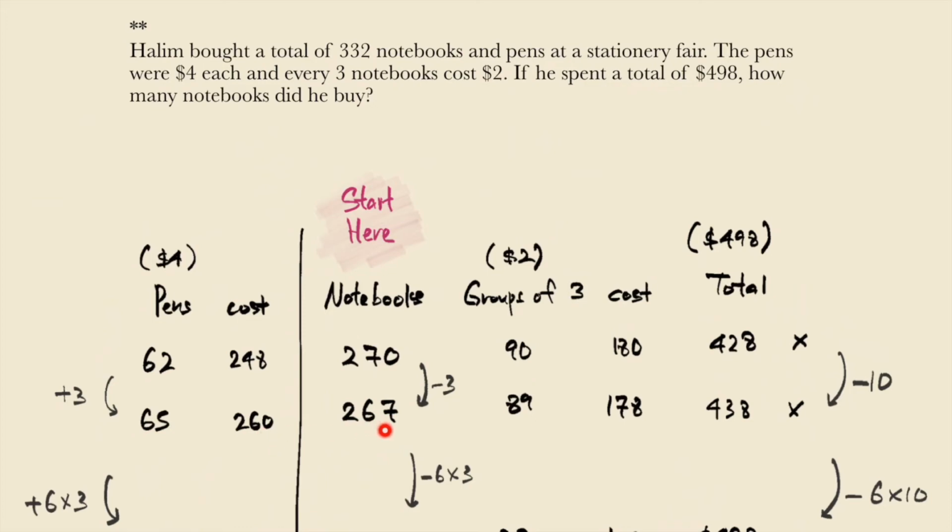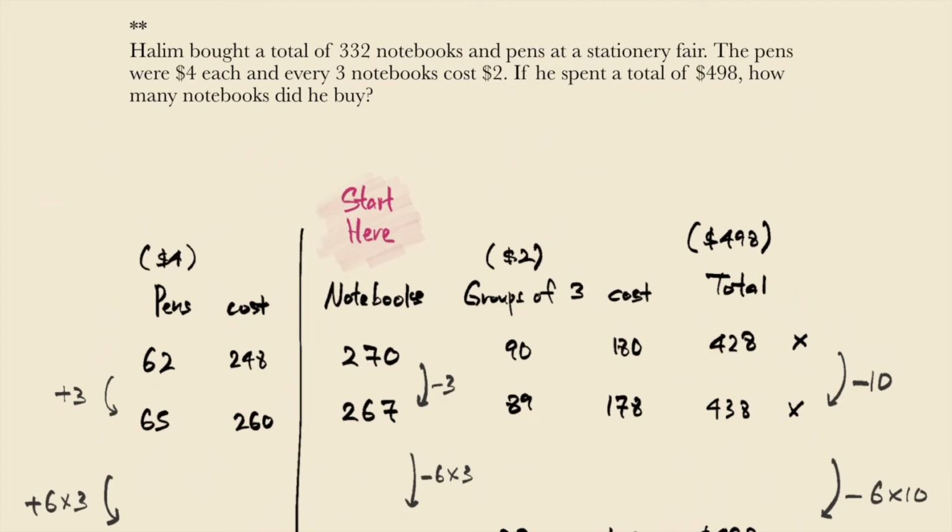So 267. How many groups of 3 is that? That's 89. Anyway, I just reduce this by a group of 3. So instead of 90 groups of 3, it's 89 groups of 3. Now the cost here is 438. So this should be a minus 10, this should be a plus 10, pardon me. So it's getting closer now. 438 is closer to 498 now.